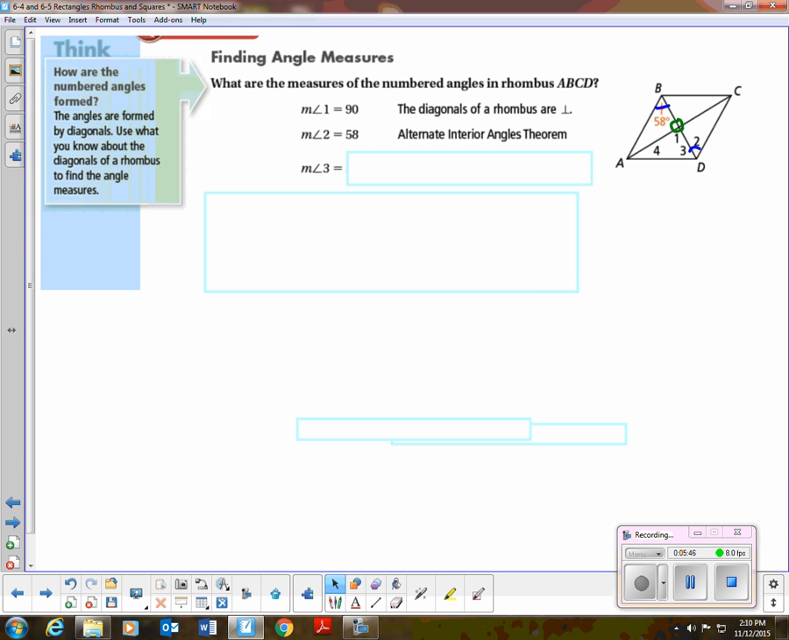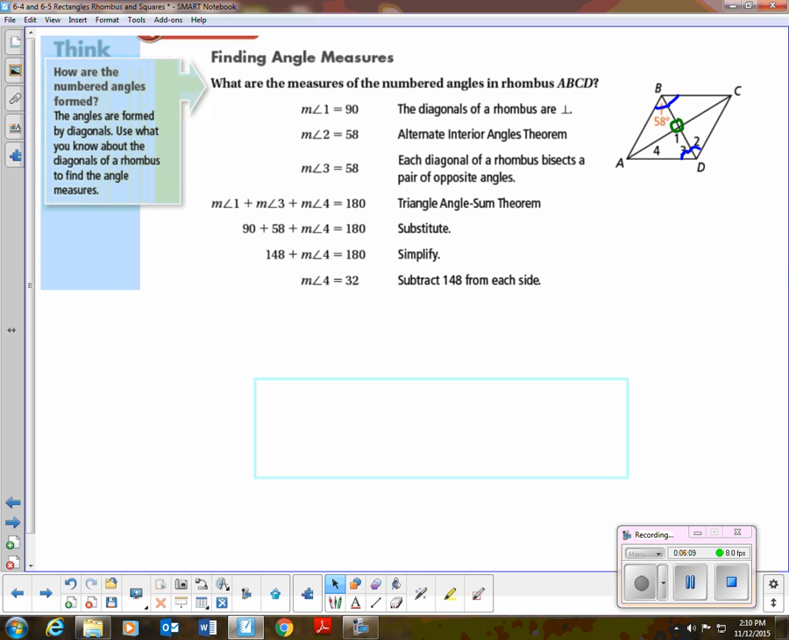Angle 3, well, remember that because this is a rhombus, the angles are bisected, which means this angle and this angle are the same. So that means that it's 58 also. Well, if I know angle 3 and I know angle 1, then I can use that to find angle 4 because that makes a triangle, which I get angle 4 is 32 degrees. So you need to be able to work through the angles of a rhombus. If I just give you one, you should be able to find every other angle that is in that figure.